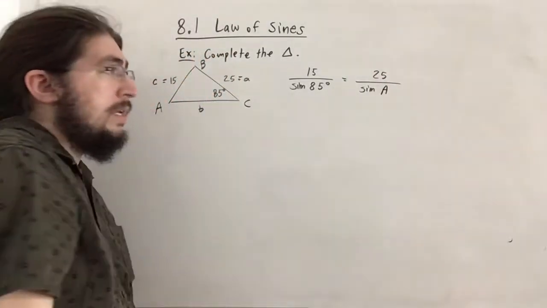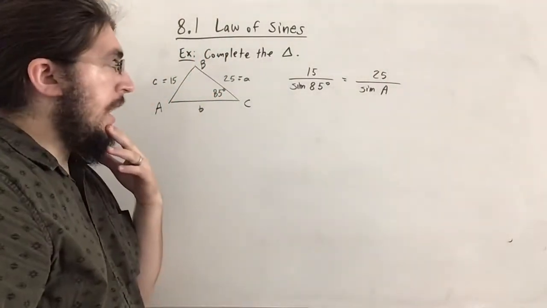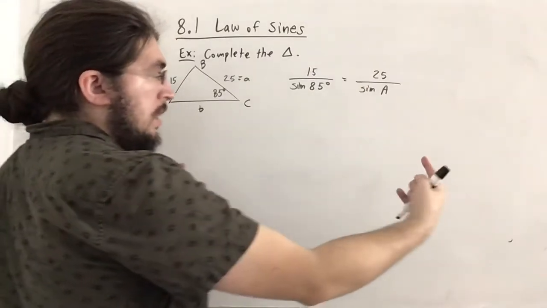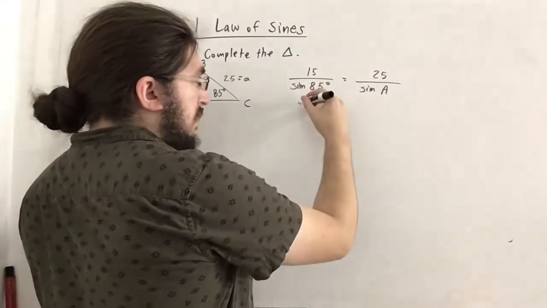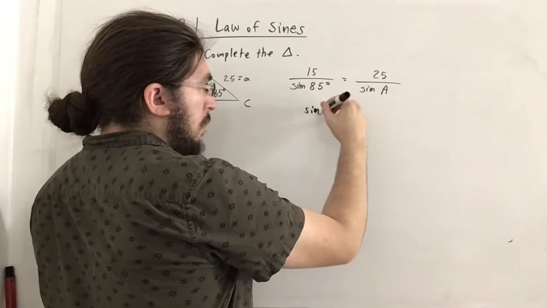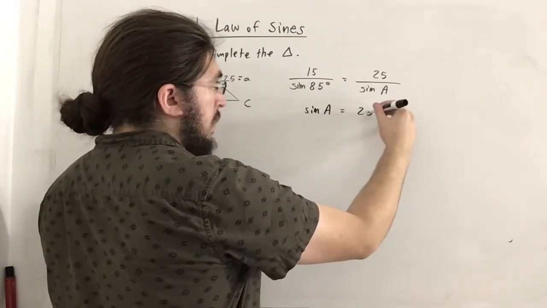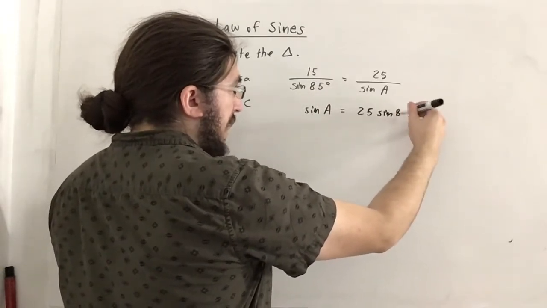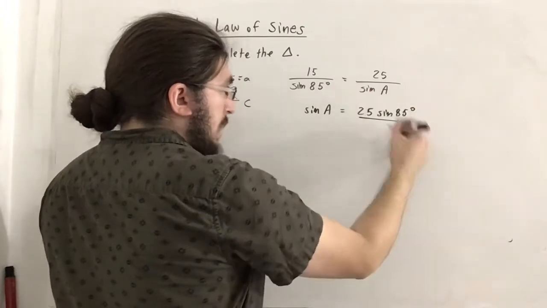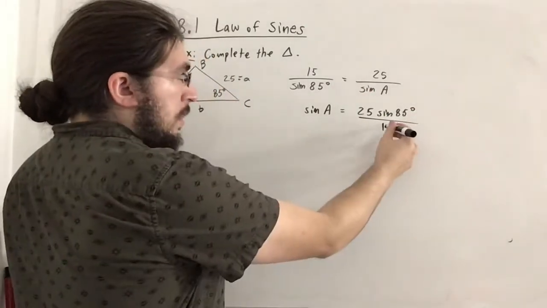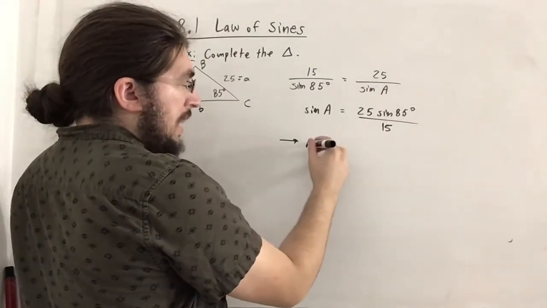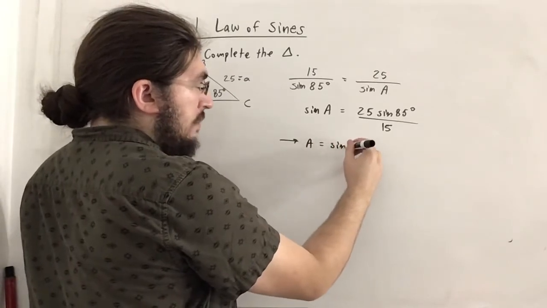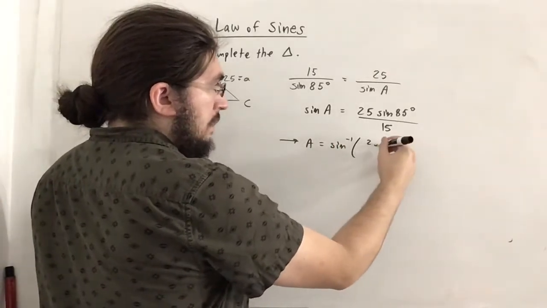And perfect. So now we can solve for this angle, and we'll cross multiply, of course. And remember that when you cross multiply like this, you get 15 sine of A, but I'll hold off on writing that 15 for a moment, equals 25 sine of 85. And then we're going to divide both sides by that 15 just to make things a little quicker. And then this implies that A is actually equal to sine inverse of this.